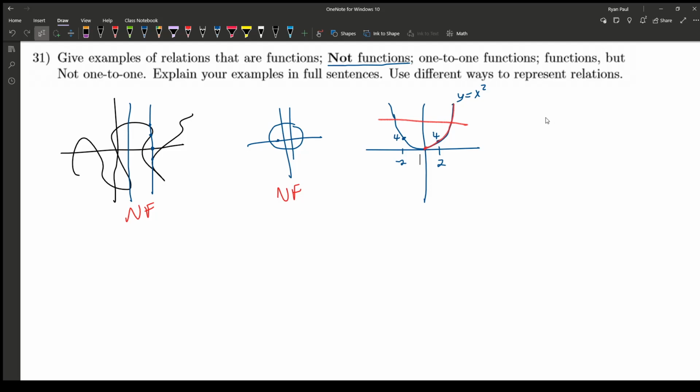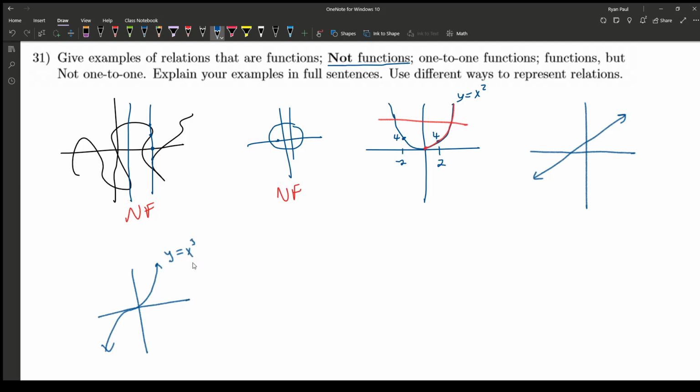I think that's pretty much it, but let's see if we could look at another thing. So what's a one-to-one function? Well, any linear equation. Right, anything, because it passes the horizontal line test, it passes the vertical line test. Vertical line is to verify it's a function, horizontal line is to verify that it is one-to-one. What's another one-to-one function? Something like this is also one-to-one. Right, so that's y equals x cubed, x to the third. So that's one-to-one.